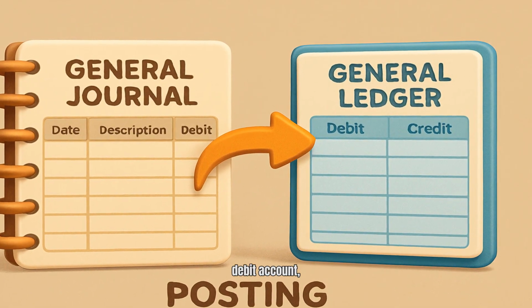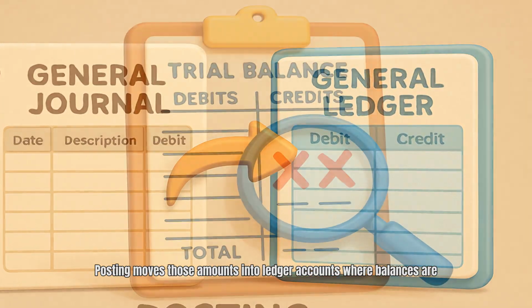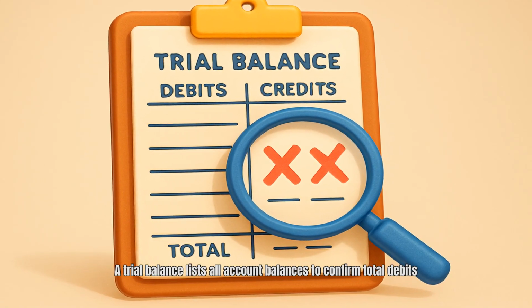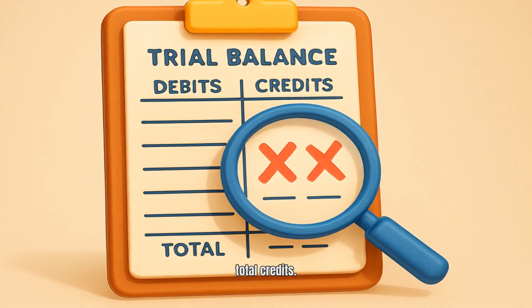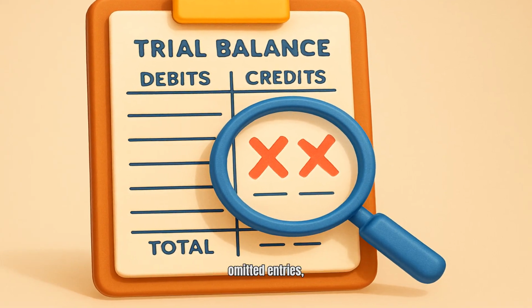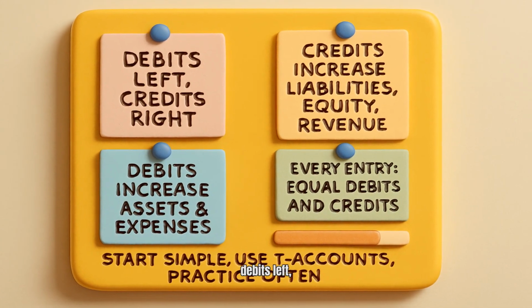The journal records each transaction with a date, debit account, credit account, and explanation. Posting moves those amounts into ledger accounts where balances are tracked. A trial balance lists all account balances to confirm total debits equal total credits. If they don't, look for mistakes like transposed numbers, omitted entries, or wrong account types.